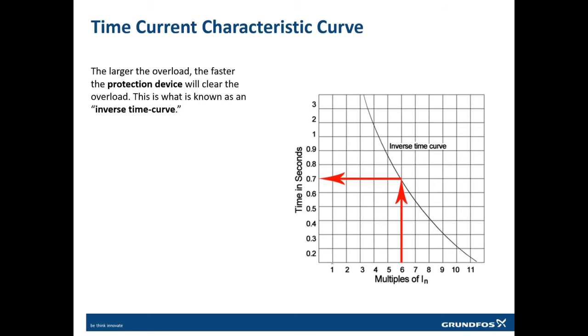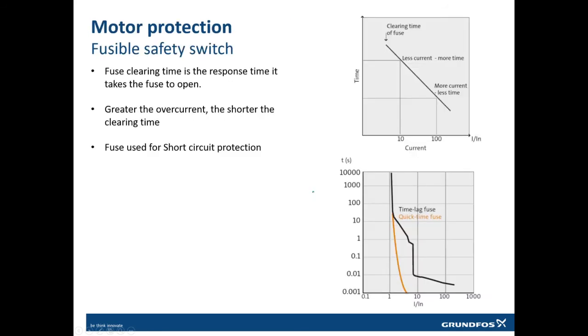That means that 1 is the rated current. Over here nothing should happen. This is the part where the motor should run all the time. But above this, if it goes 6 times the rated current, it will take 0.7 seconds to trip the system. If it goes to 10 times the rated current, it will just take 0.2 seconds to trip the system before it actually damages the pump. So this is how the fuse works. The greater the current, the shorter the time it will take.